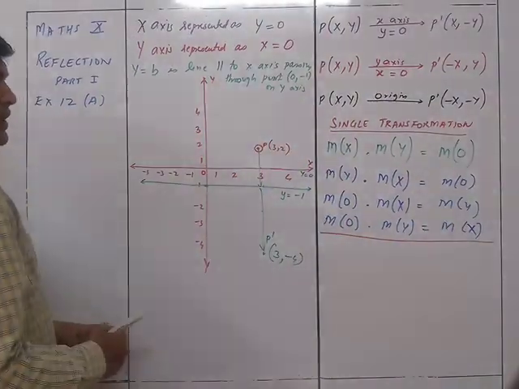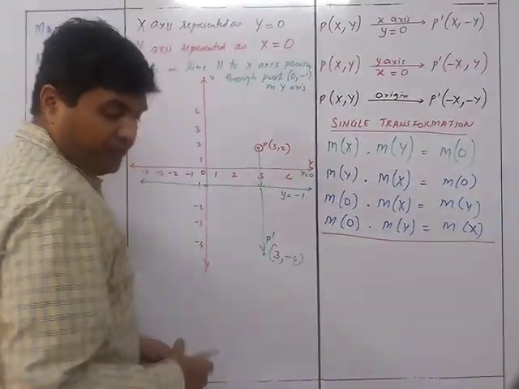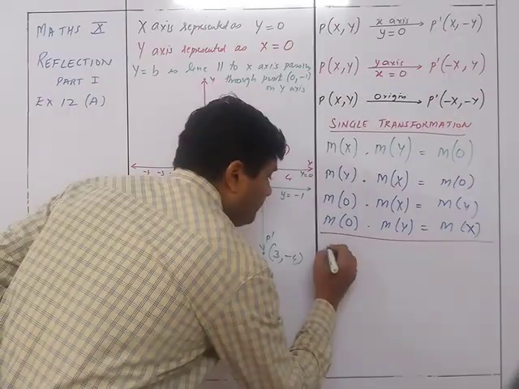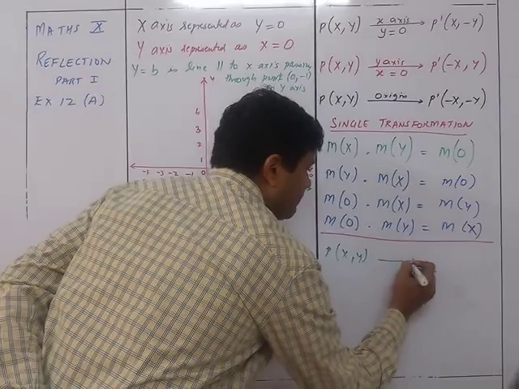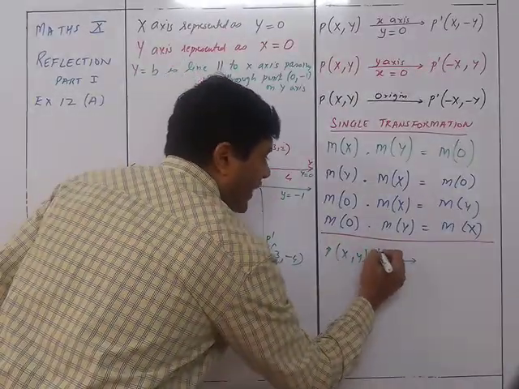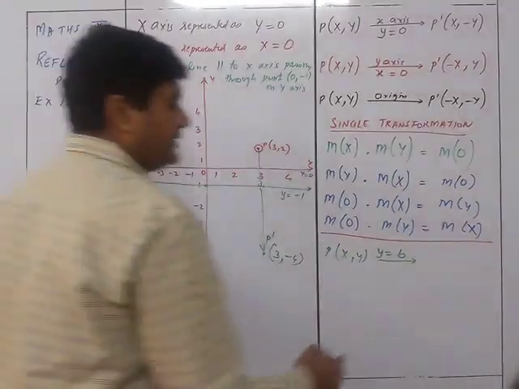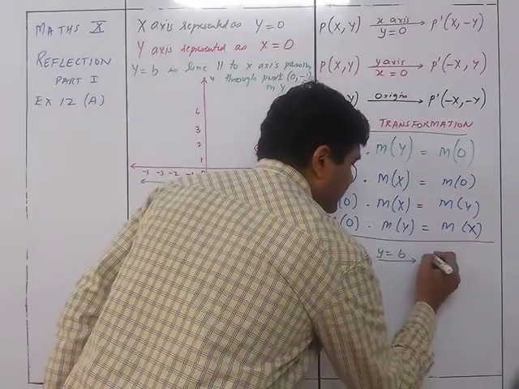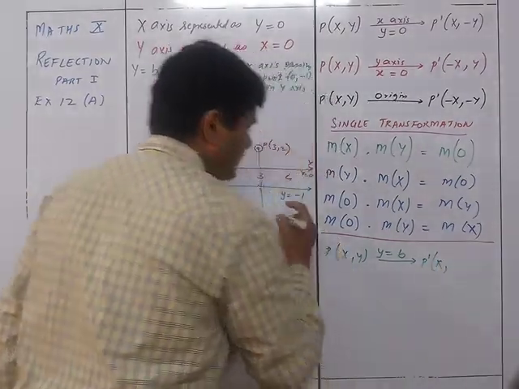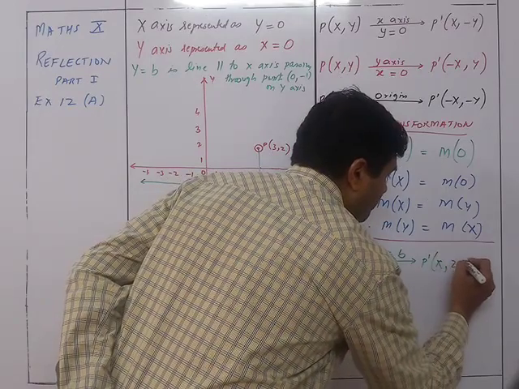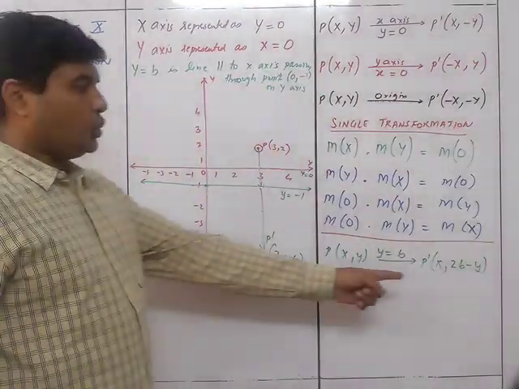So the formula when you are having the reflection like this will be: if you have P(x, y) reflected by the line y = b, okay, y = b, then P dash, the x remains as it is, but y has become 2b minus y. Okay, it is 2b minus y.